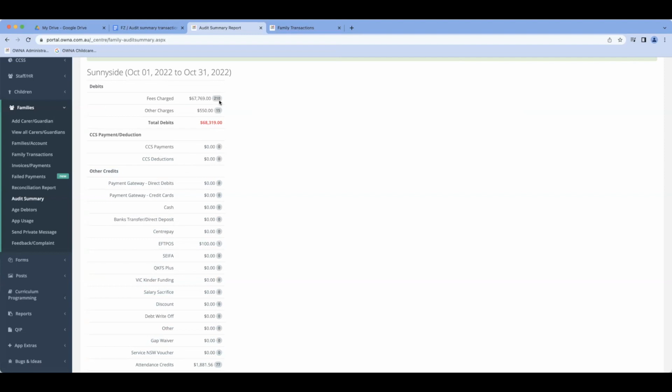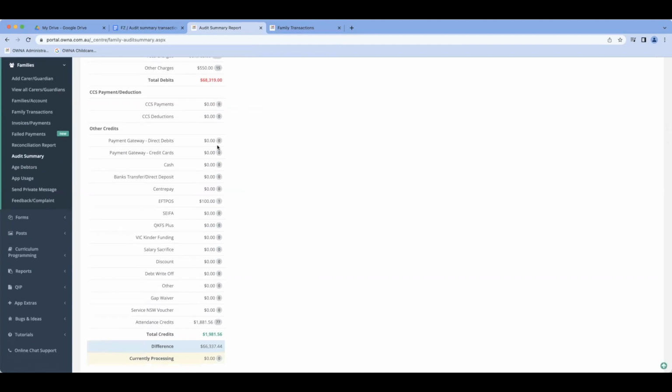Now, you'll see these numbers next to the total figure, and those numbers represent how many transactions have made up that total. So bear with me, I'll show you how you can download this and find out what those individual transactions are. So again, those are your CCS payments, and then the other part of your credits will be all the other methods of your centre collecting these payments.